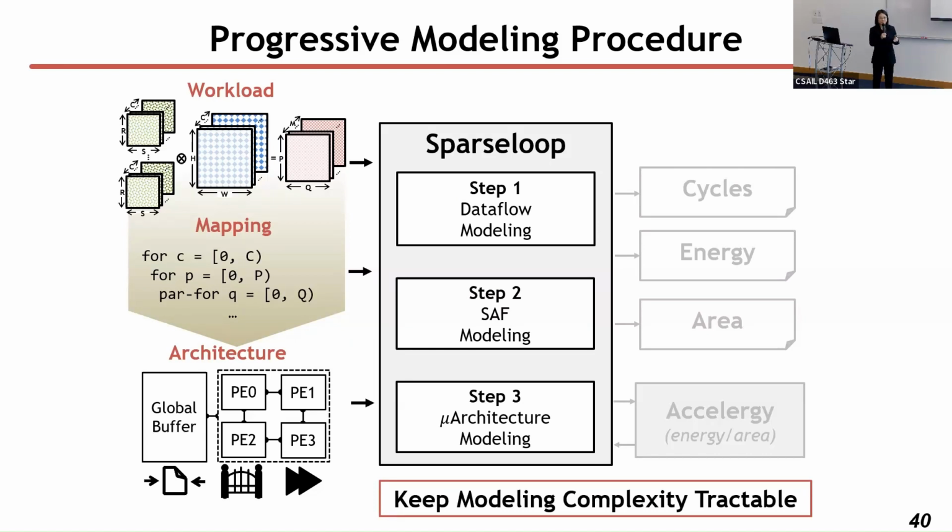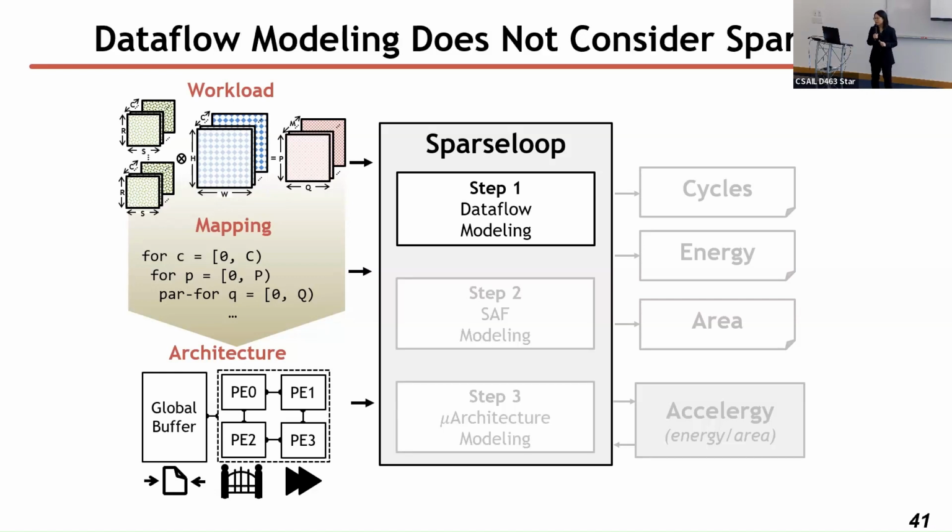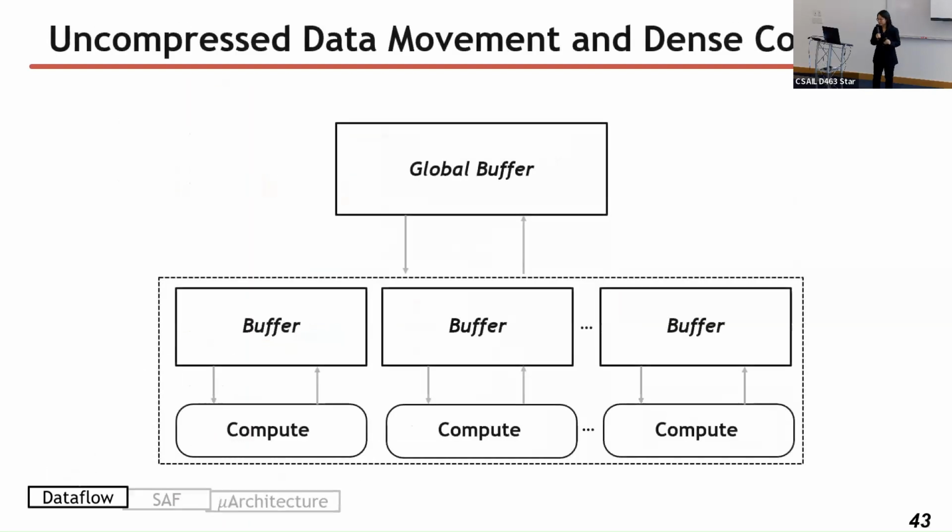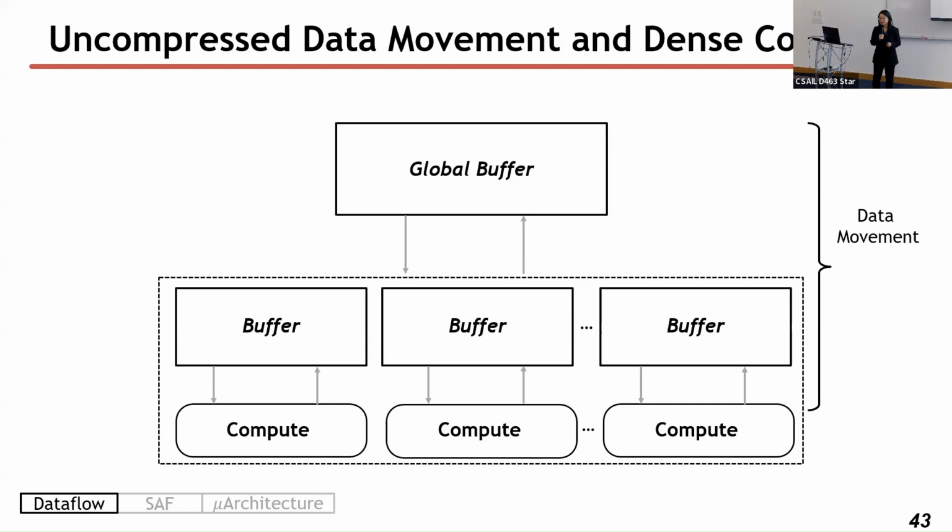So in the next set of slides, I'm going to talk at a high level about how each modeling step works. The first step is data flow modeling. Data flow modeling is a step that doesn't consider sparsity yet. So for the inputs, we don't consider the sparsity characterization of the workload tensors, and we don't consider the SAFs applied to the architecture. So what's the goal of data flow modeling? At a high level, the step aims to produce the uncompressed data movement between the memory levels and compute units, as well as the dense computation happening in the parallel computation units.